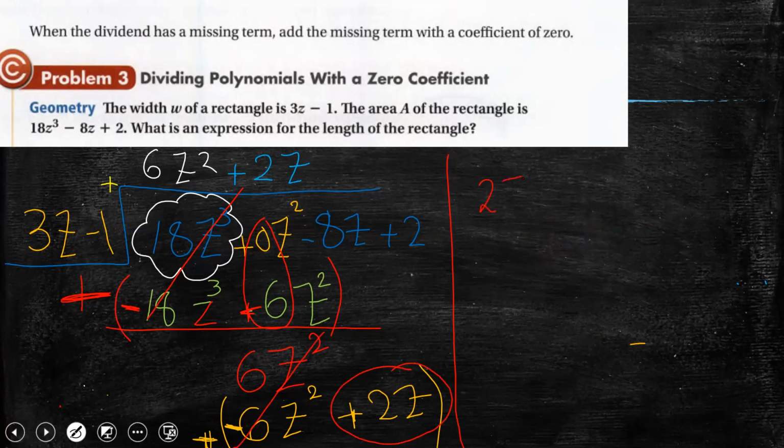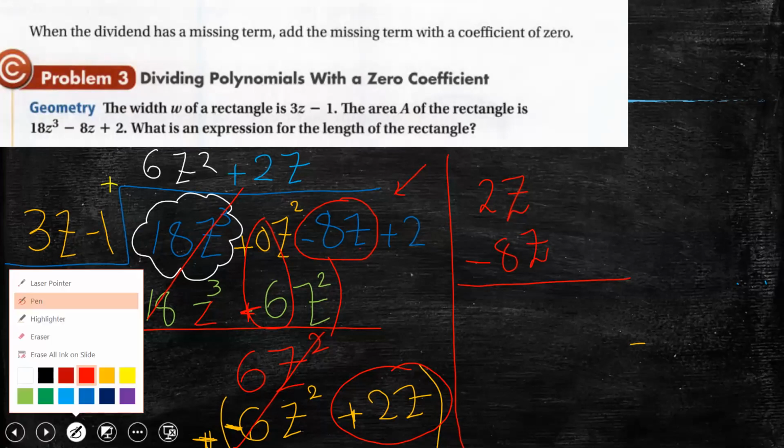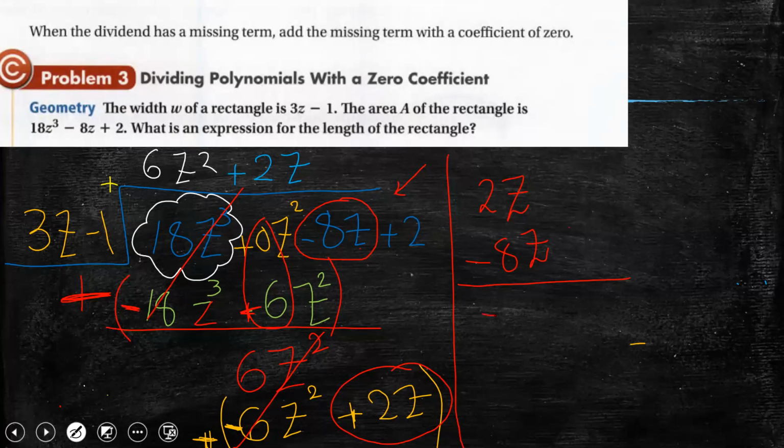Only 2z. This is what we have after adding these two terms. Then let's continue. Now come back to the dividend here. We solved this one, and what did we have left? Negative 8z. Negative 8z, now added here. Then 2z minus negative 8z will be negative 6z. I mean that you have to keep it, to write it down.